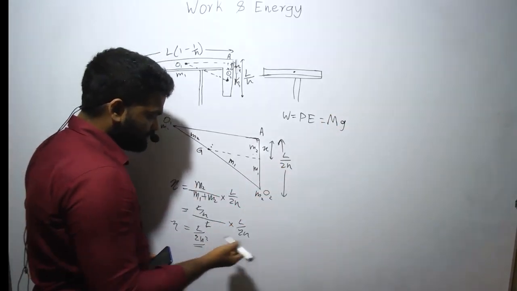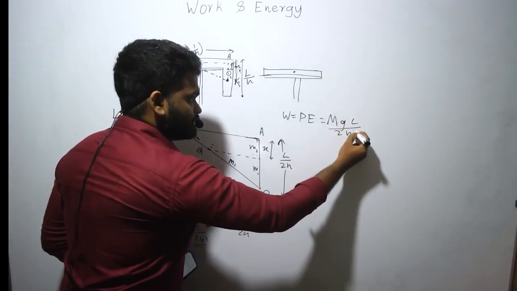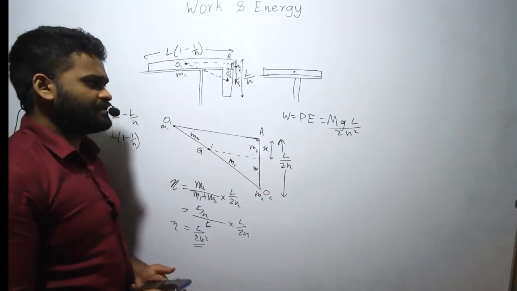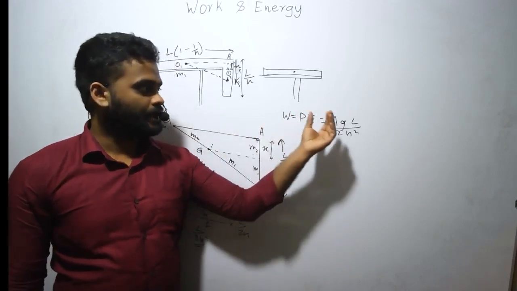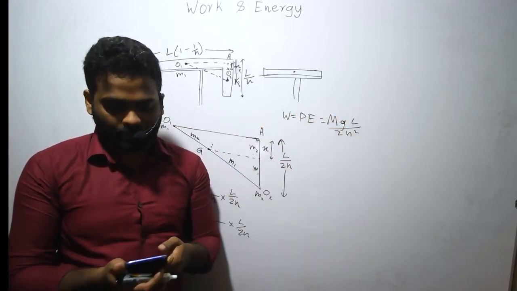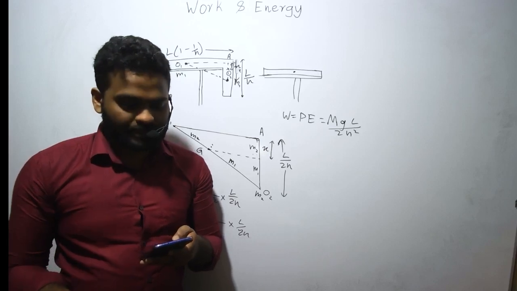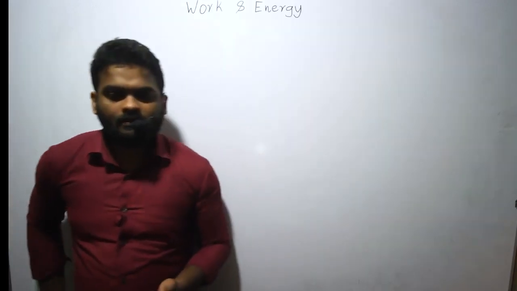Times L over 2M square. So this is the potential energy required, which becomes the work, right? MgL divided by 2M square. The answer should be the third one for that question.